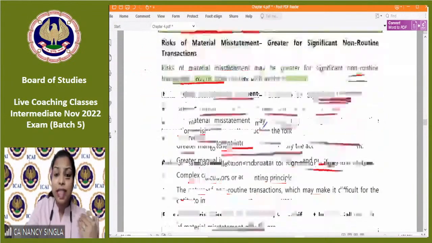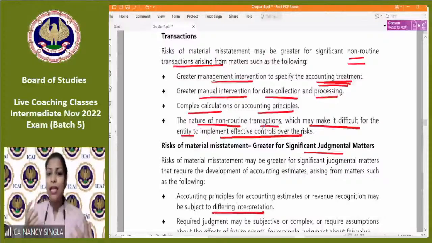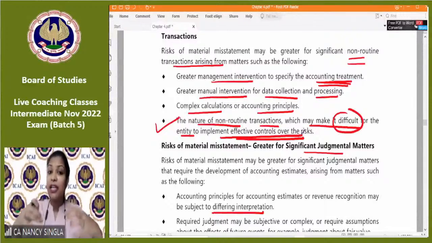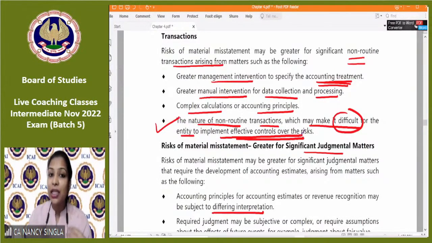Now see, these are the areas where implementing an effective internal control is not easy. The nature of non-routine transactions may make it difficult for the entity to implement effective controls over such risk. So here, the auditor needs to be alert that this is the area where effective control has not been implemented. When the auditor is obtaining an understanding of the control activities, he will consider all these risks, all these significant risks.